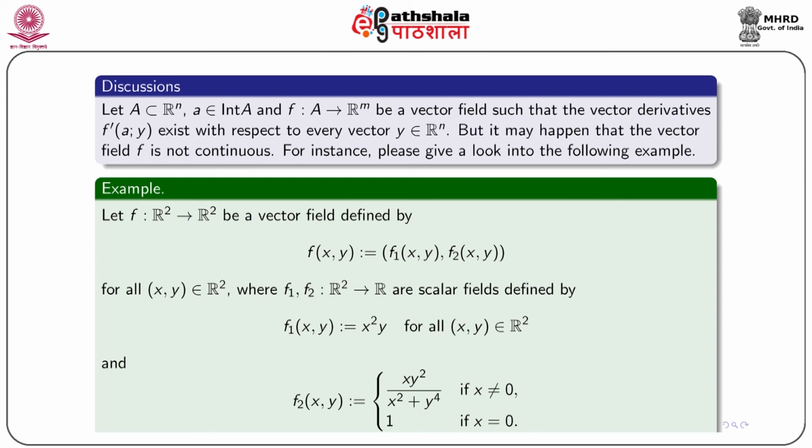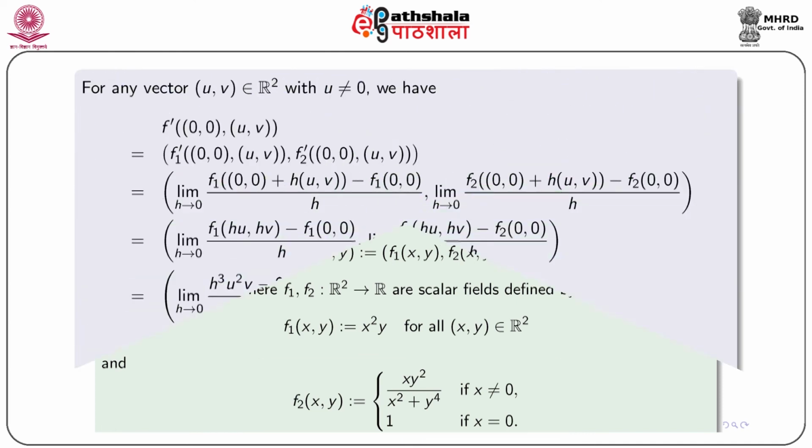Let f be a vector field defined over R2 with codomain R2 defined as follows. f(x, y) is the ordered pair (f1(x, y), f2(x, y)) for every (x, y), where f1(x, y) equals x squared y for every (x, y), and f2 is defined as follows: f2(x, y) equals x y squared divided by (x squared plus y to the fourth) if x is non-zero, and if x is 0 it equals 1.